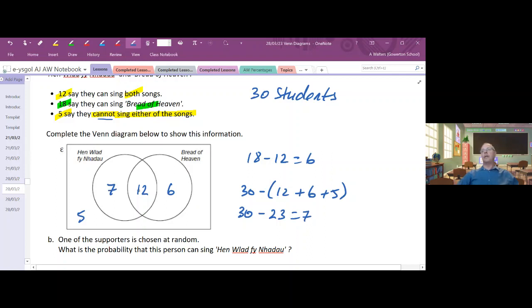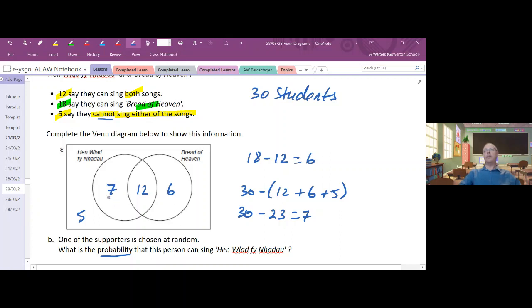Okay. So there's a question down the bottom, part B. What is the probability? So we need a fraction that a person can sing Hen Wlad Fy Nadau. So I have not asked you how many people can only sing Hen Wlad Fy Nadau. I've asked you for a probability of how many people sing Hen Wlad Fy Nadau.